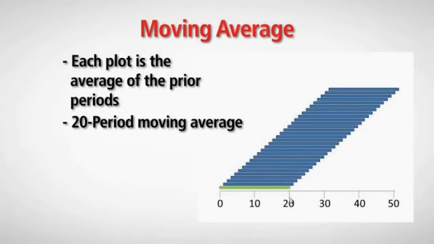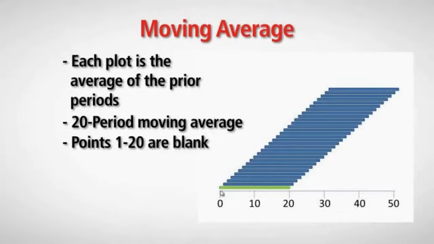So for example, for point 1, which will usually be plotted at the number 20, that'll be an average of the level of the asset over the previous 20 periods. Point 2 will be an average of the level over the previous 20 periods from there, so periods 2 through 21. And point 3 will be an average of the periods 3 through 22. So that average at any point is just an average of the prior 20 periods.